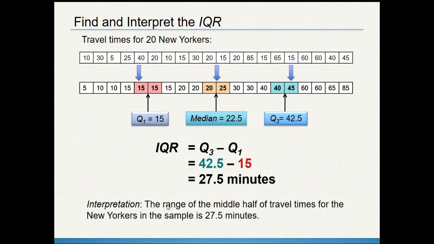And we can interpret that. We say the range of the middle half of travel times for the New Yorkers in the sample is 27 and a half minutes. That's how you say that: the range of the middle half of the travel times.